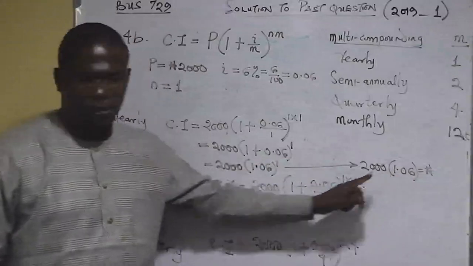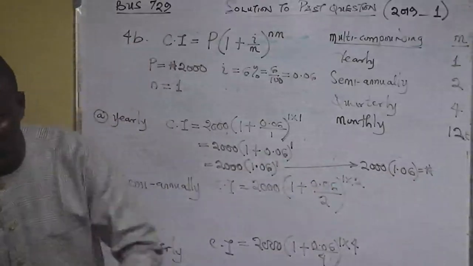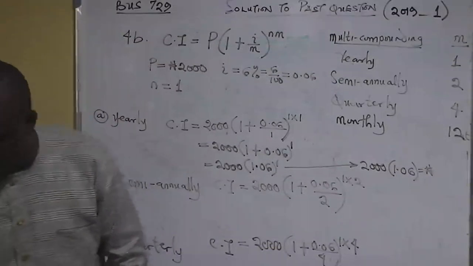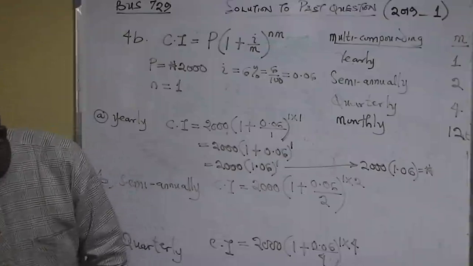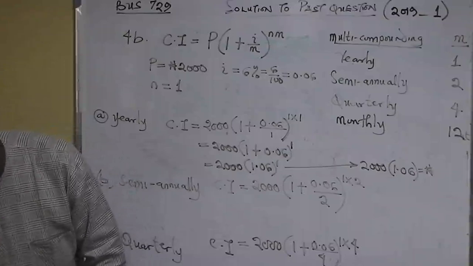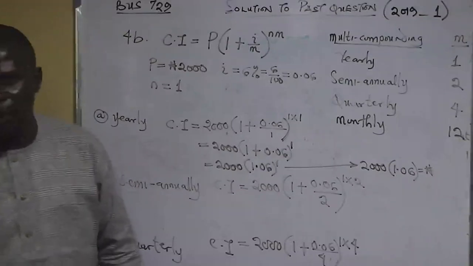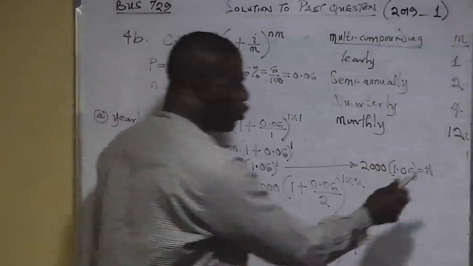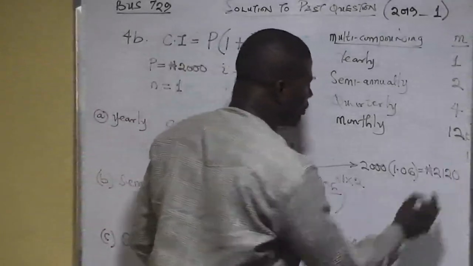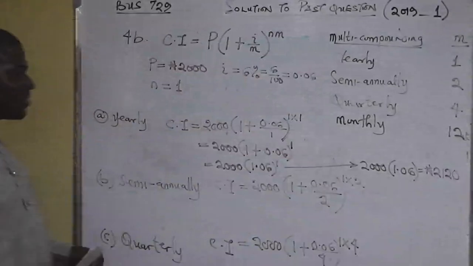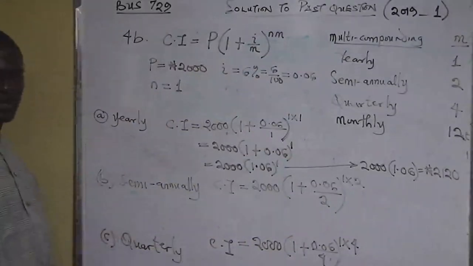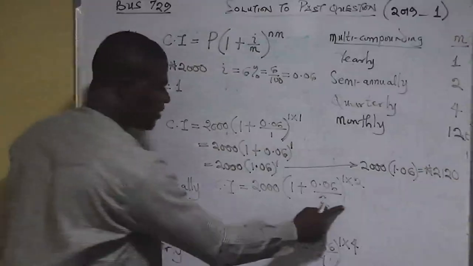So I want to multiply the two now. You can use your calculator there while I use mine here. Using my own calculator, 1.06 multiplied by 2000 will give me 2120, and I hope that's the figure you have also. So the answer for A is 2120.